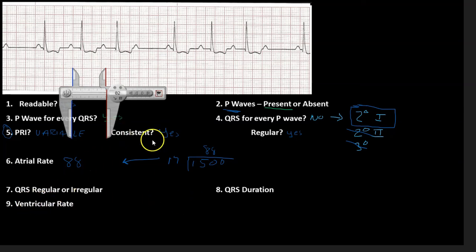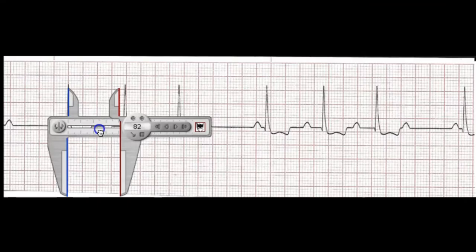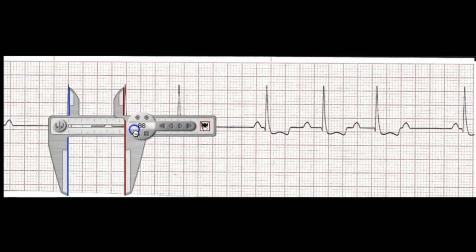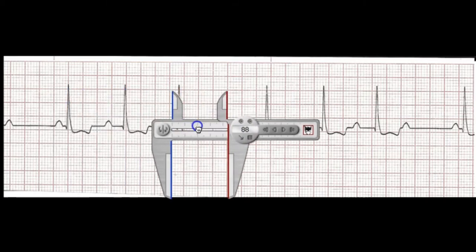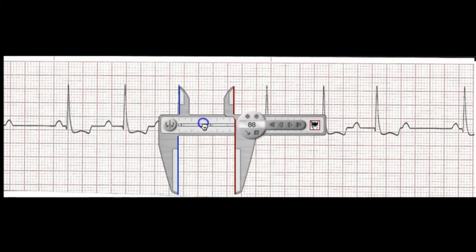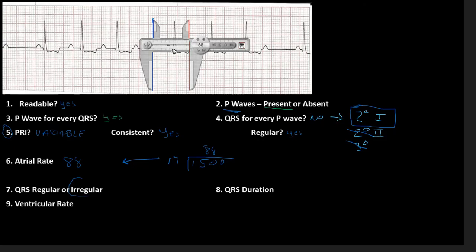Now my QRS, when I take a look at my QRS, I notice, is it regular or irregular? So I'm going to measure this a little bit. And we're missing, right here, we're missing a QRS. So when I miss this QRS and I move things along, I notice that now it is irregular. So my QRS is actually irregular.